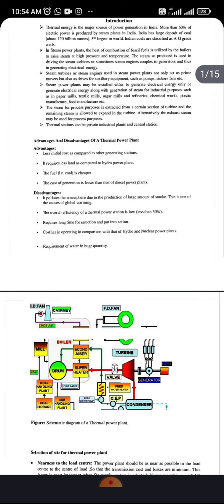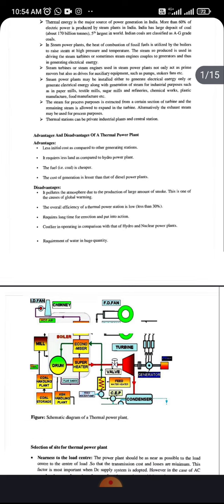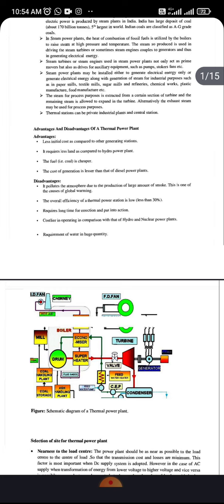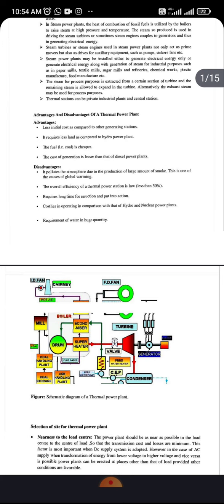So what are the disadvantages? As we know, such plants produce a large amount of smoke, so they pollute the atmosphere. This is one of the causes of global warming. The overall efficiency of a thermal power station is very low, approximately 30%. It requires a long time to start action, and the requirement of water is in very high quantity.